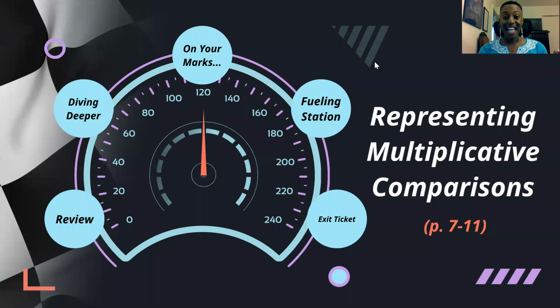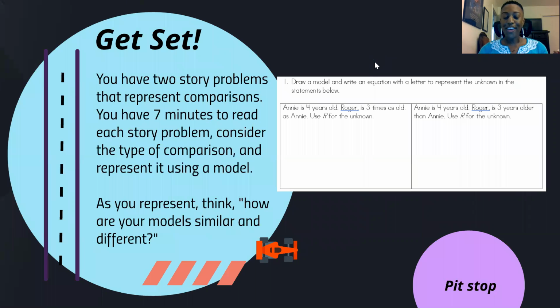Keep it up. It is time now to get on our marks and get ready. So let's move on. Get set. Here's your task. You have 2 story problems that represent comparisons. You'll have 7 minutes to read each story problem, consider the type of comparison, and represent it using a model. As you represent, think, how are your models similar and different? This is going to be your opportunity to use a lot of the big ideas that we reviewed during our review.